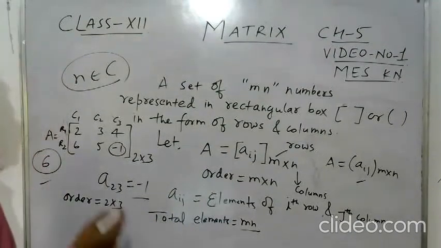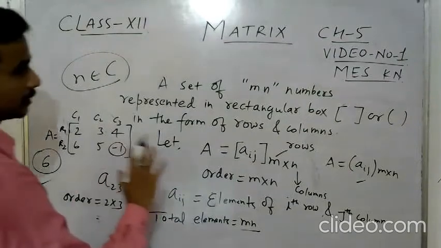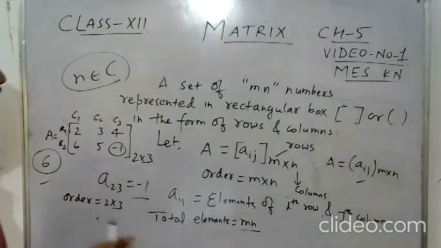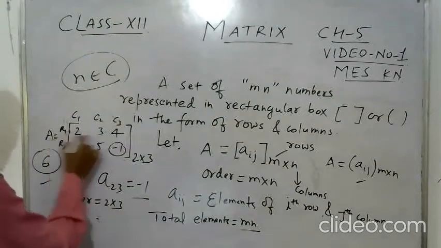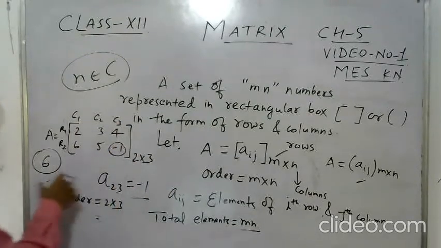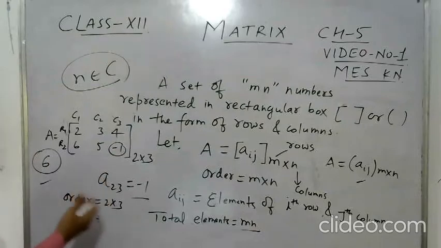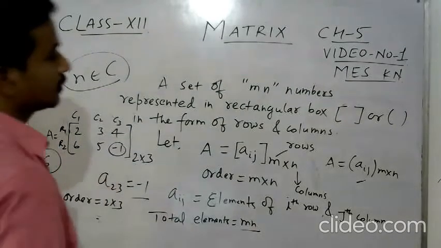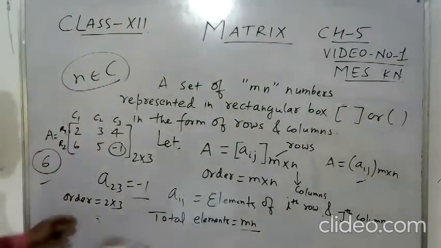You can also say a matrix is a rectangular arrangement of numbers in the form of rows and columns. You can also define a matrix like this: numbers represented or arranged in a rectangular way in the form of rows and columns is also known as a matrix. In this way you will mathematically define a matrix.